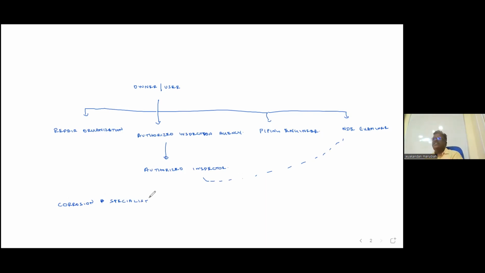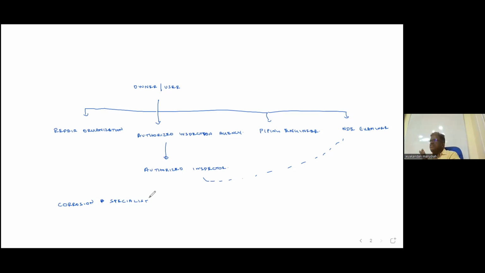So this is the organization, how the 570 works. Overall responsibility: owner user. For inspection purpose, he will appoint an authorization. Okay, inspection purpose, he will appoint authorization.